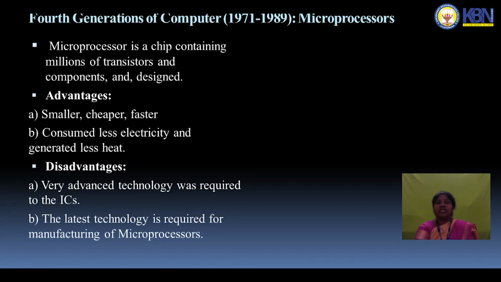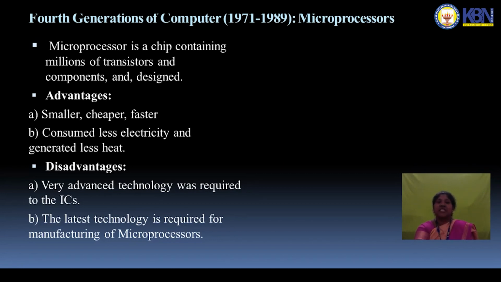In advantages, compared to the last 3 generations it is very small, cheaper and faster. Comparatively first and second, okay, and third also. Now this is the fourth one, and it consumes less electricity and generates less heat also. By using the fourth generation, you are getting so many advantages like less electricity consumption and less heat. So no need of AC here, okay. It is smaller, the cost is also the lowest, and work is very fast.